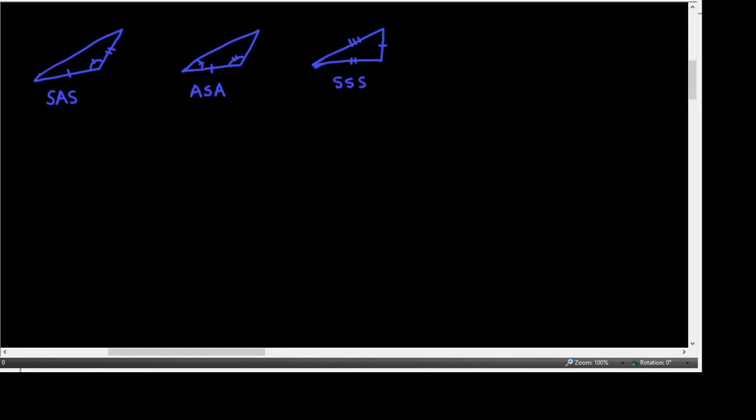Okay, so if we're going to solve triangles, we know that if it's a right triangle, we have all kinds of information that we've been using. The sum of the angles is 180 degrees.